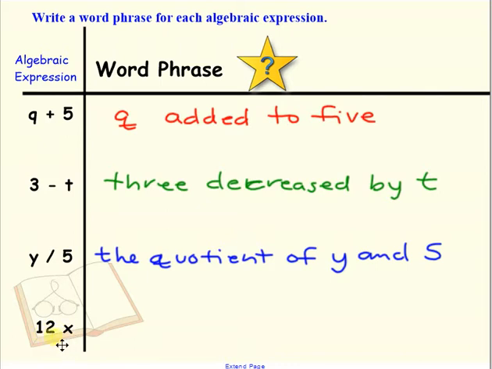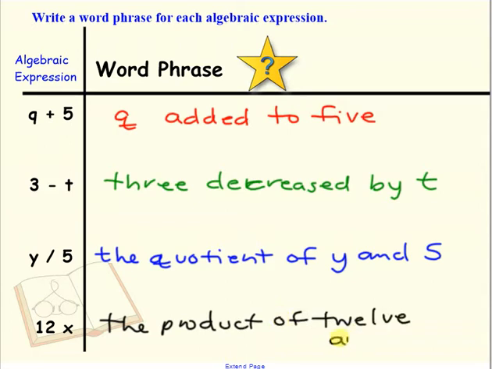All right, let's try the last one. This is a 12x. So they're touching each other, which means multiplication. So I'm going to use the word product. So I'm going to have the product of 12 and x. And there you go. You did your word form.